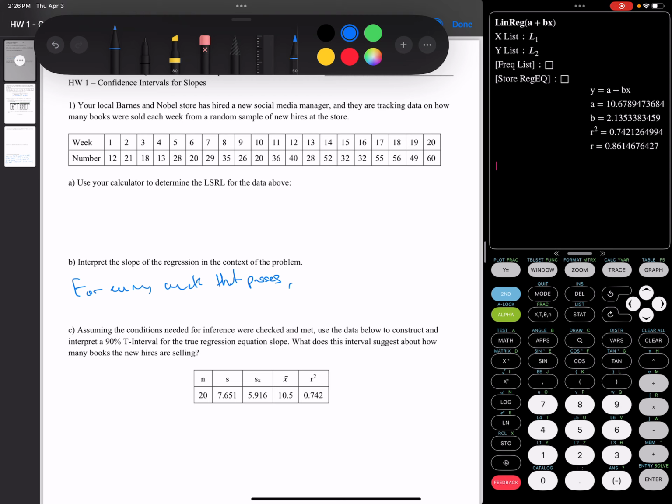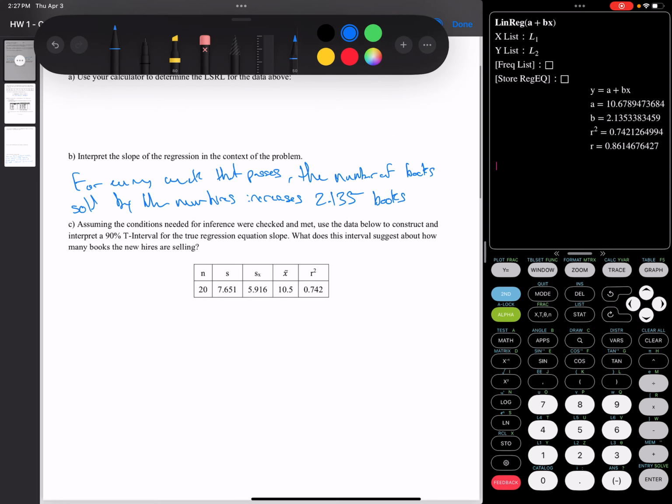So in this case, what is this? The number of books sold. So the number of books sold by the new hires, because it does say by new hires, increases by how much? It's the slope, 2.135. And you got to say it increases by that many books. It's got to have context.